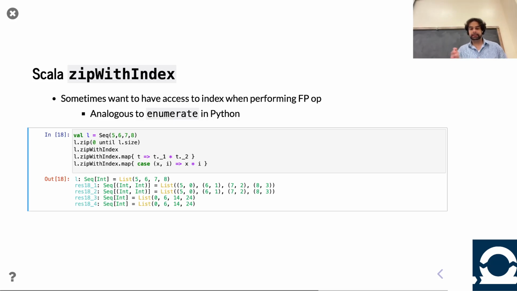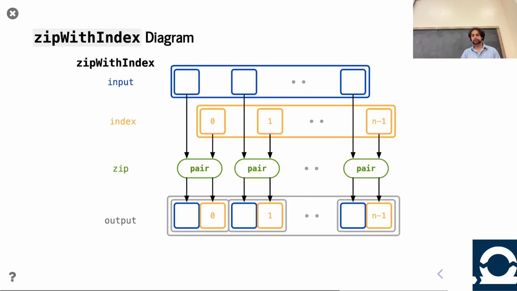That's the key idea. I think I have a diagram next. Yeah, here you can see it. Given the input in blue, we have the indices, and we just pair them up. Sometimes it's helpful to have that information available when you're doing iterations, and so this is a really helpful function for that.